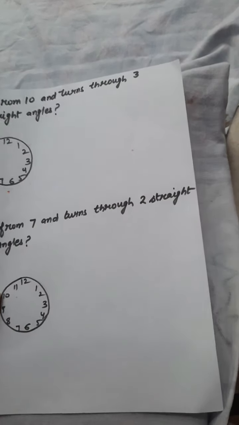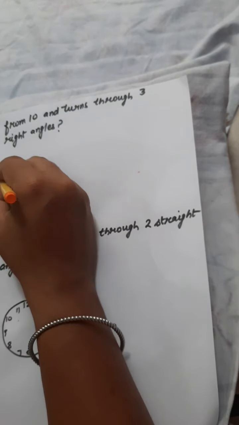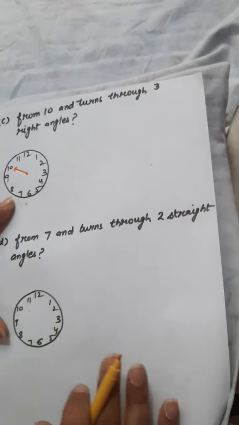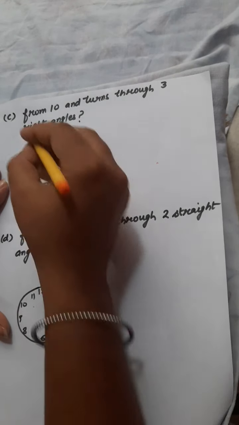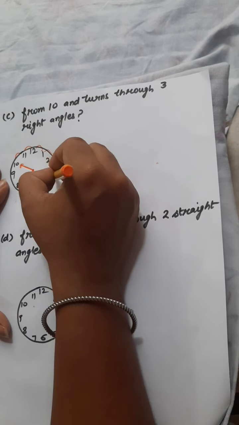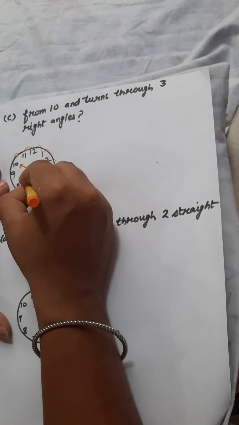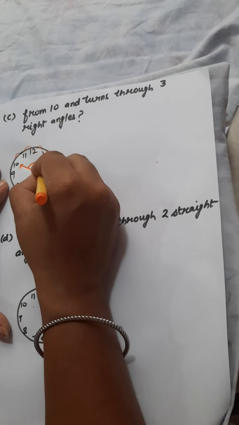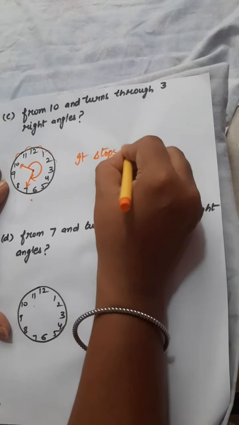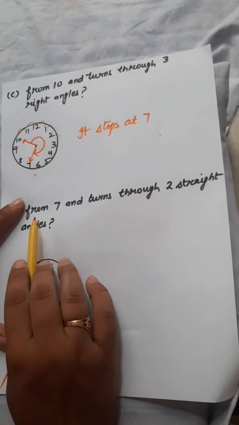Now next we have C part. C part is, it starts from 10. So here it starts from 10 and turns through 3 right angles. 3 right angles means 45 minutes covered. So 5, 10, 15, 20, 25, 30, 35, 40, 45. So it stops at 7.